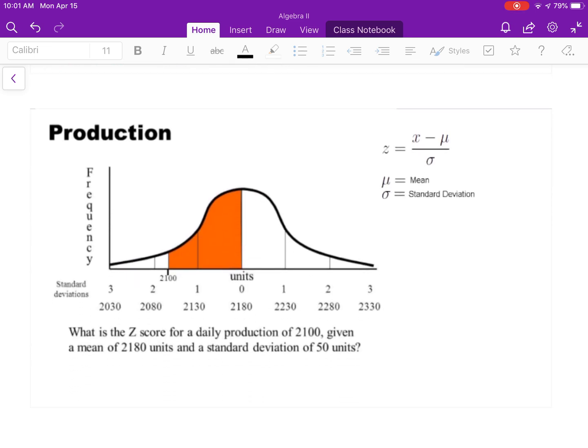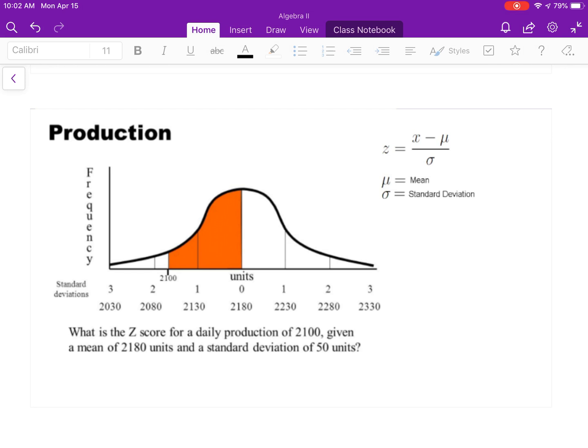For example, we've got some data here. On the x-axis, we've got these values for dairy production, with an average of 2180. So there's the middle. What is happening here is we've got a standard deviation of 50 units, and we want to find the probability that the value is greater than a certain number, 2100.